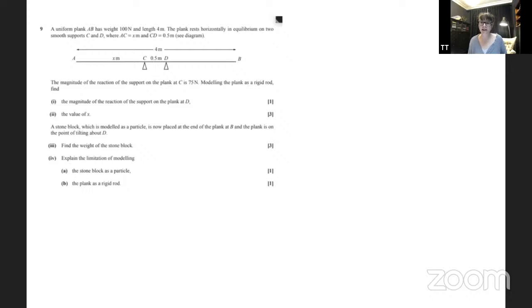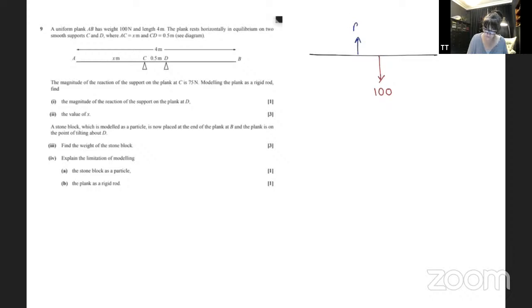Okay, so let's see if I agree with you for part I. So we're going to draw it. This is step 1, always draw it, put the forces on. Okay, there it is. Uniform plank, so the weight is in the middle. The weight is 100, not the mass. The weight is 100. Length I don't care about, I'm doing forces. Plank rests horizontally, equilibrium, 2 supports, C and D.